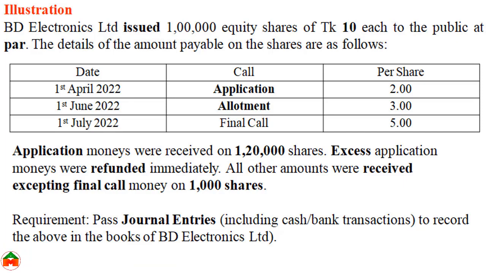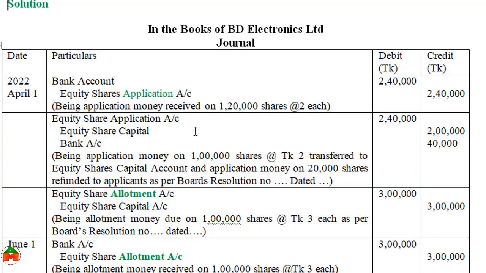We can see the excess applications will be refunded and the remaining 1 lakh will be allotted. The remaining 1 lakh will be converted into share capital. That's why here the equity share application is debit, and whenever you are transferring the application to share capital, equity share capital account credit with the amount of 2 lakh, because you are converting 1 lakh shares at the rate of Taka 2, and the remaining 20,000 shares at the rate of Taka 2 will be refunded. That's why bank account credit. So whenever you are transferring the share application to share capital, the journal is equity share application debit, equity share capital credit, and bank account credit with the refunded money, which is 40,000.